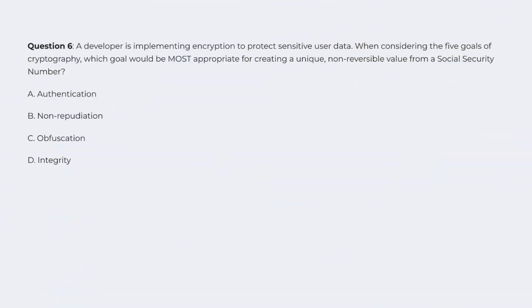Question 6. A developer is implementing encryption to protect sensitive user data. When considering the 5 goals of cryptography, which goal would be most appropriate for creating a unique, non-reversible value from a social security number? A. Authentication. B. Non-repudiation. C. Obfuscation. D. Integrity.